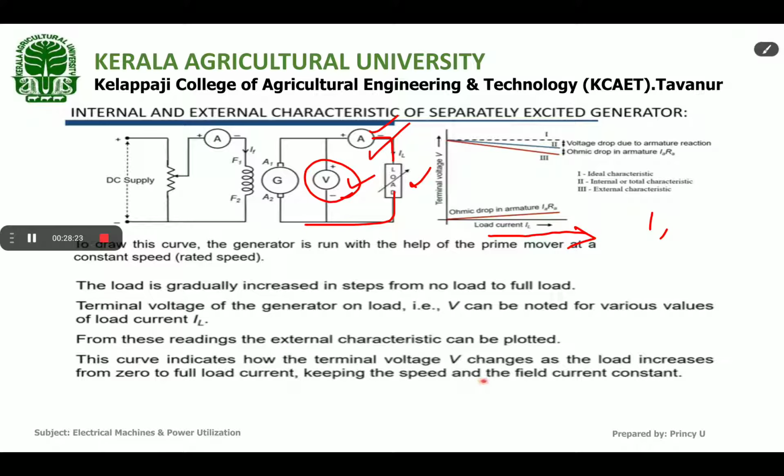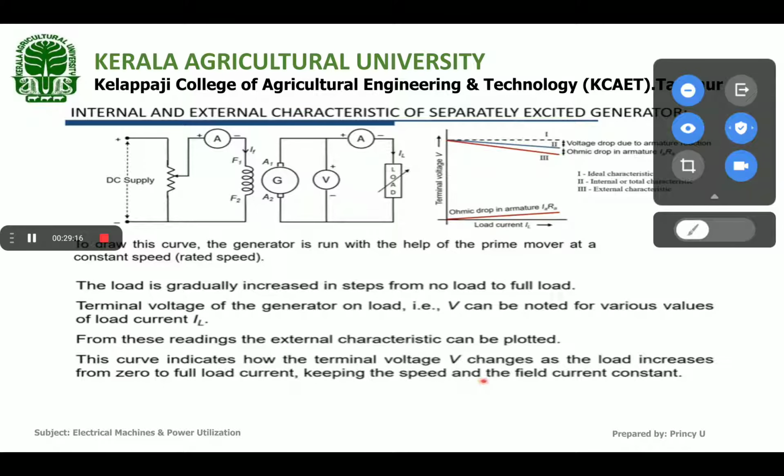We note down the corresponding terminal voltage for each load current, so we can draw a characteristics curve like this. This red curve is what we call the external characteristics curve. Load current is taken on the x axis and terminal voltage on the y axis, and the curve is a dropping characteristic. The load is gradually increased in steps from no load to full load, and the terminal voltage V of the generator on load can be noted for various values of load current IL. From these readings the external characteristics can be plotted.